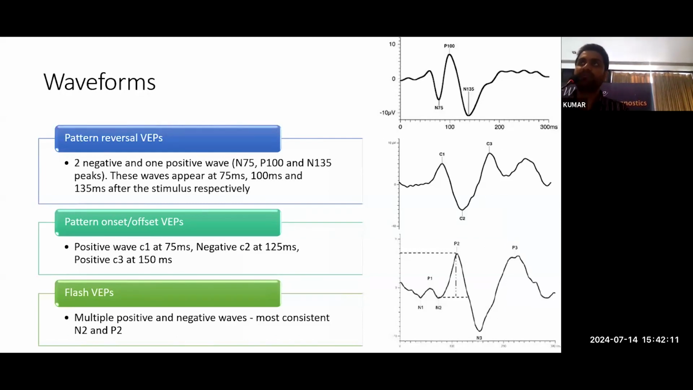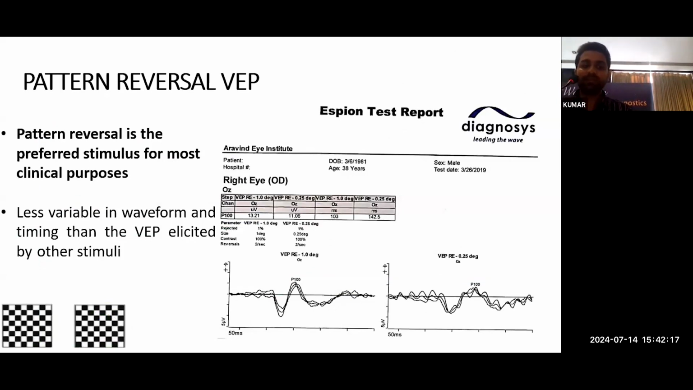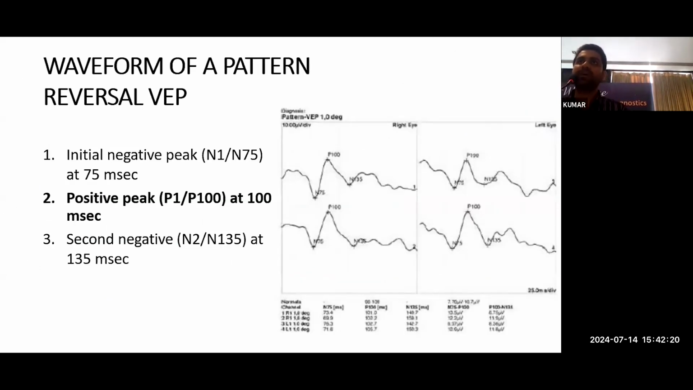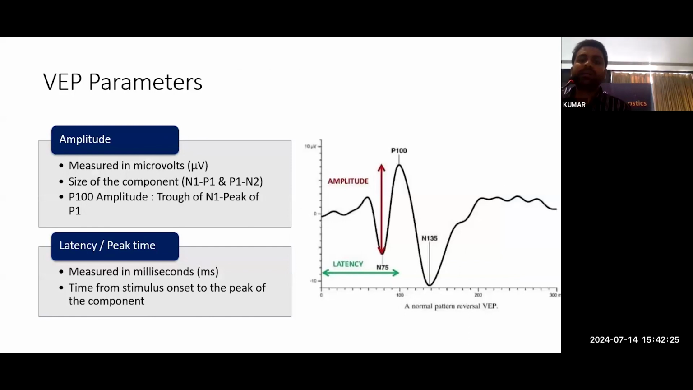So the most commonly performed VEP protocol is the pattern reversal VEP. Like I said, it has a checkerboard pattern which is presented in a reversal state. Coming to the waveform in a pattern reversal VEP, normally you have two negative waves at about 75 and 135 milliseconds, called the N75 and N135, and a positive wave at about 100 milliseconds, which is the P100. When looking at a pattern VEP report, we only need to be bothered about the P100 waveform. When looking at the P100 wave, two parameters need to be assessed. First is the amplitude, second is the latency.